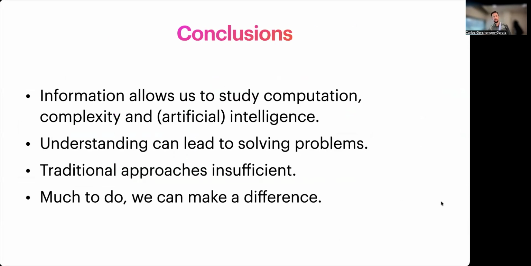So just to conclude, as we have seen in these classes, information allows us to study computation, complexity, and also artificial intelligence. So it's a very valuable tool. This understanding can help us solve all sorts of different problems. We have seen that there's much to do, in the sense that we are still understanding the implications and limitations of these methods. But since there are practical implications, we can contribute to improve all sorts of systems. So it's very encouraging to work in this area.